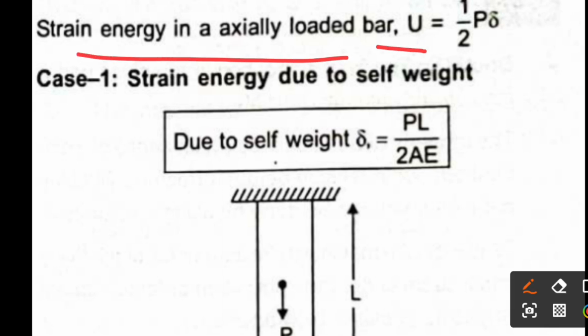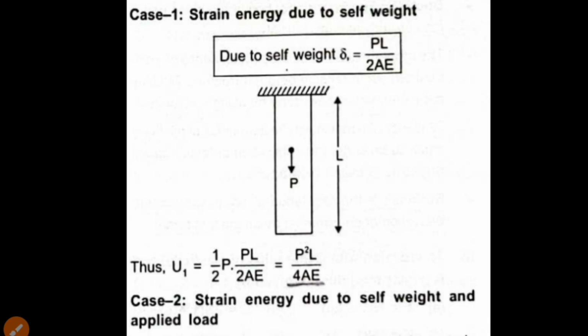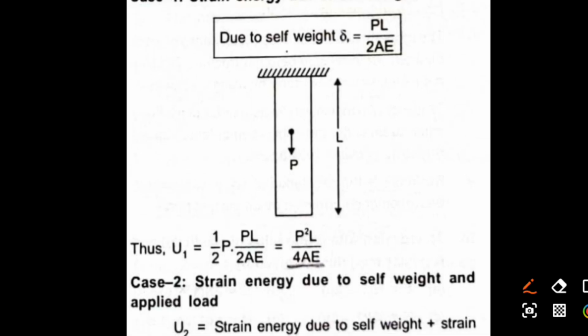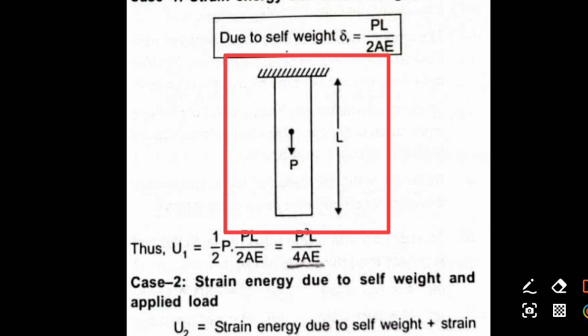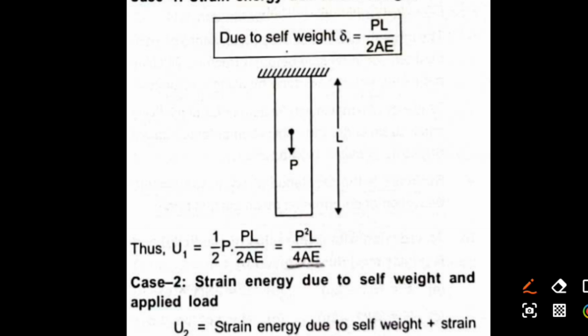Strain energy of an axially loaded bar, U, is half into P into delta. There will be two cases. The first case is the strain energy due to the self weight. The formula for delta due to self weight is PL by 2AE. This is the self weight diagram; here is the load and here is the length. Then U1, the strain energy, is half into P into delta. Substituting the delta value PL divided by 2AE, we get P square L divided by 4AE.